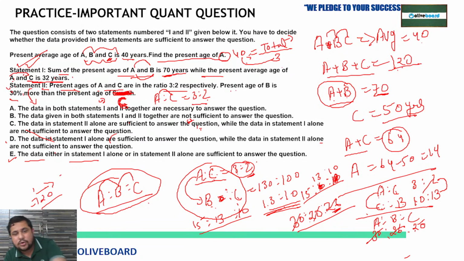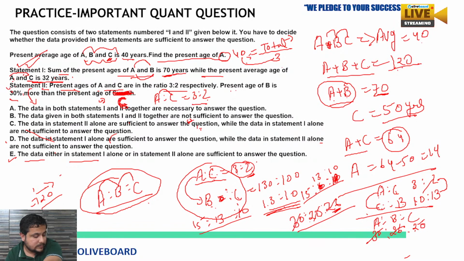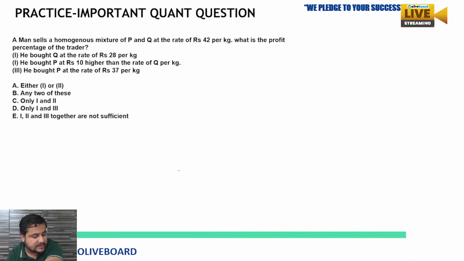Now is this clear to all of you? Clear? Payal, Dunichan, everyone must comment, right? So our answer will be option E. Data either in statement 1 alone or in statement 2 alone are sufficient to answer the question.